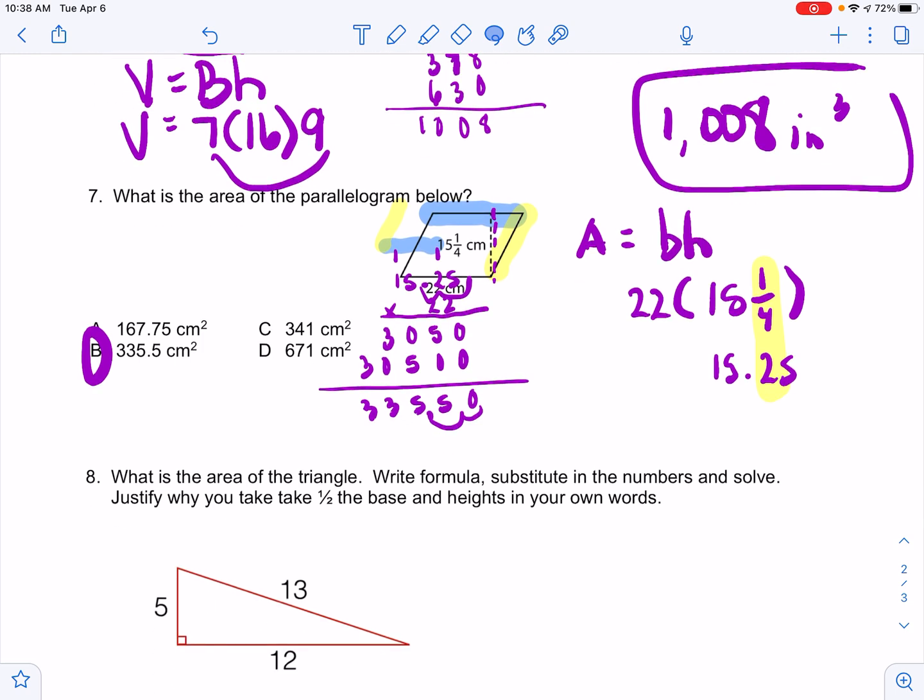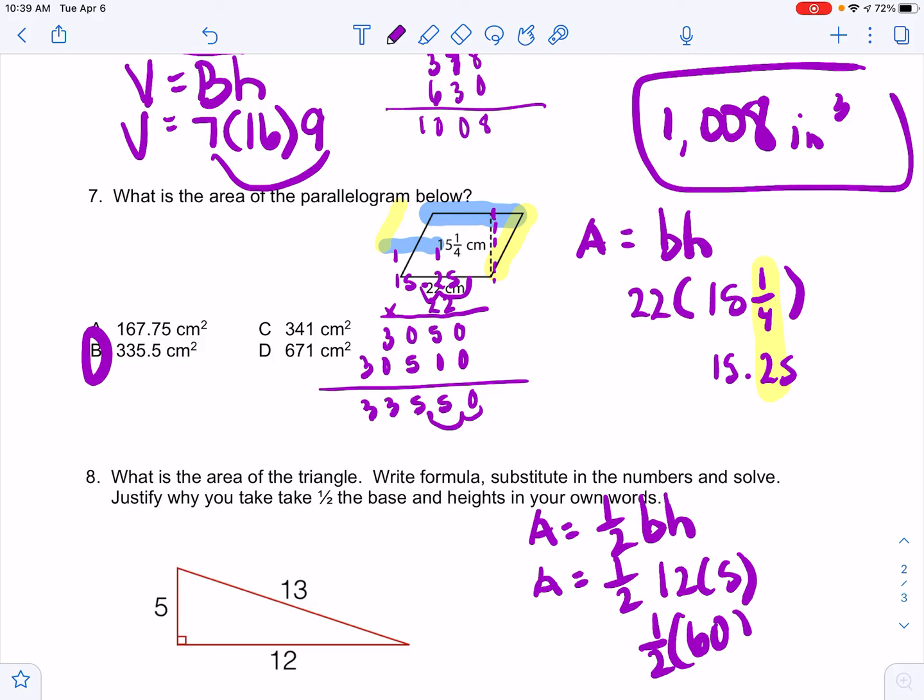What is the area of the triangle? Write formula, substitute in the numbers, and solve. So we know that the area of the triangle, you're looking at your star chart, it's 1/2 base times height. Area is equal to 1/2, 12 times 5 is 60, and half of 60 is going to be 30.